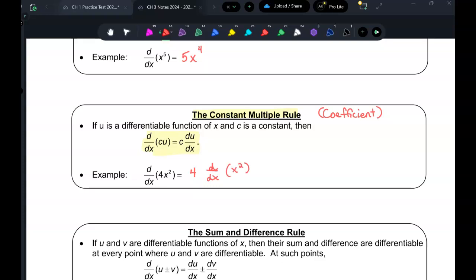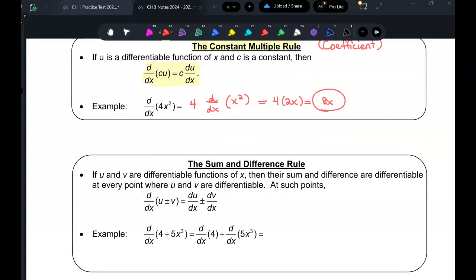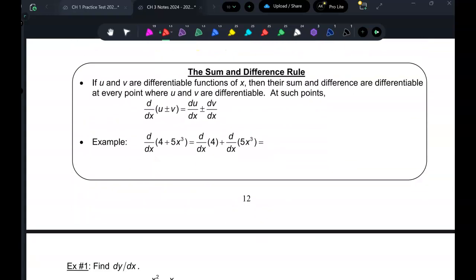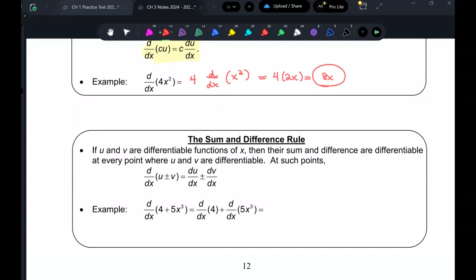Normally, I would not show this amount of work because it's usually pretty intuitive. What would be the derivative of x squared? 2x. Times 4. 8x. This is way more work than I would normally do. I usually would just look at this as multiplying the 2 to the 4. Okay. But you are utilizing that constant multiple. Good. Let me know if I'm going too fast.